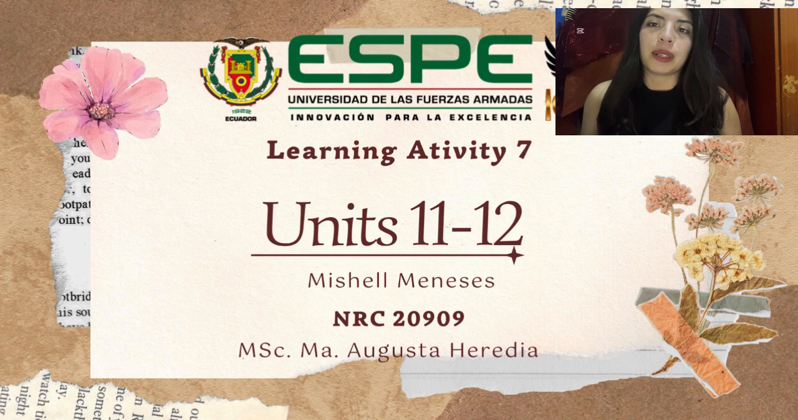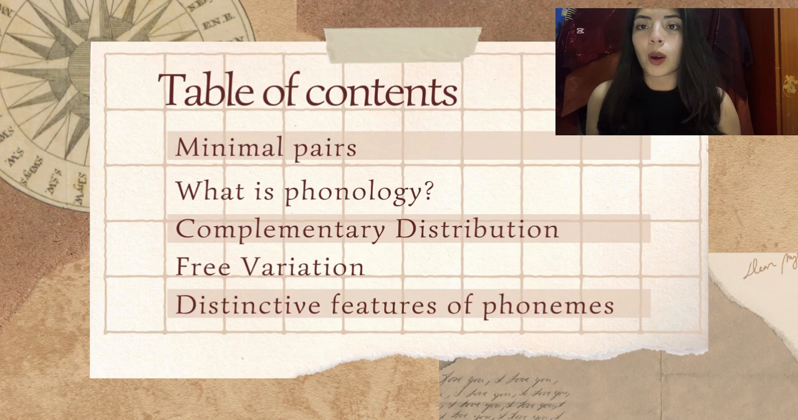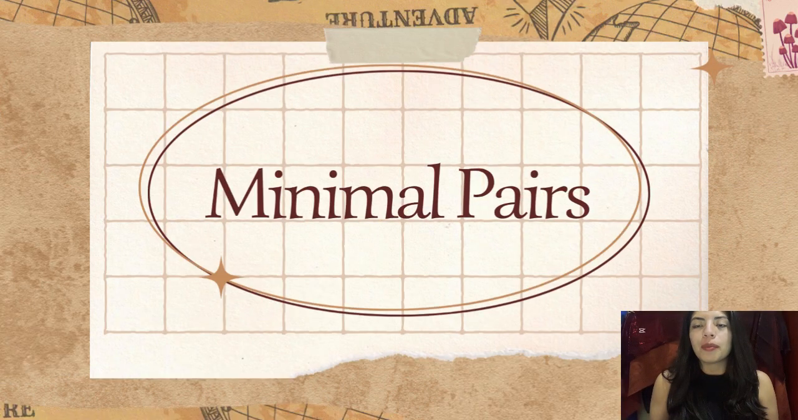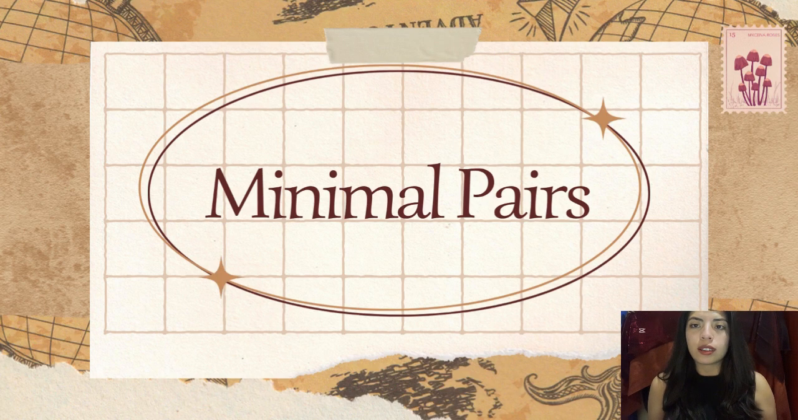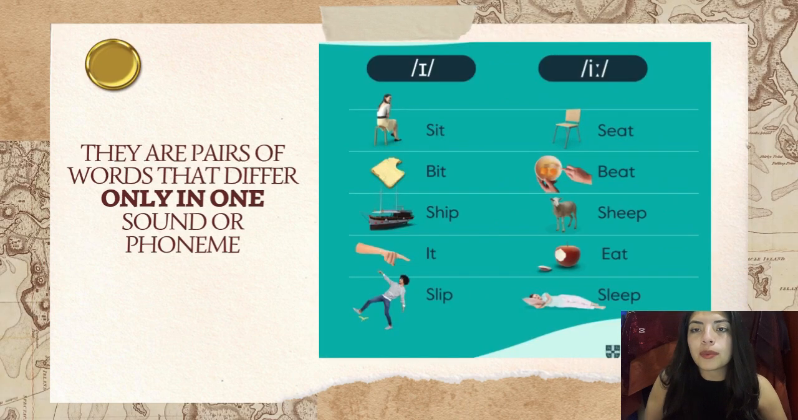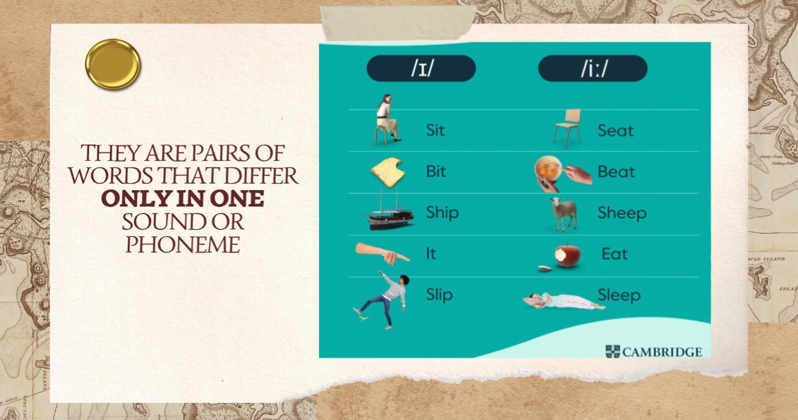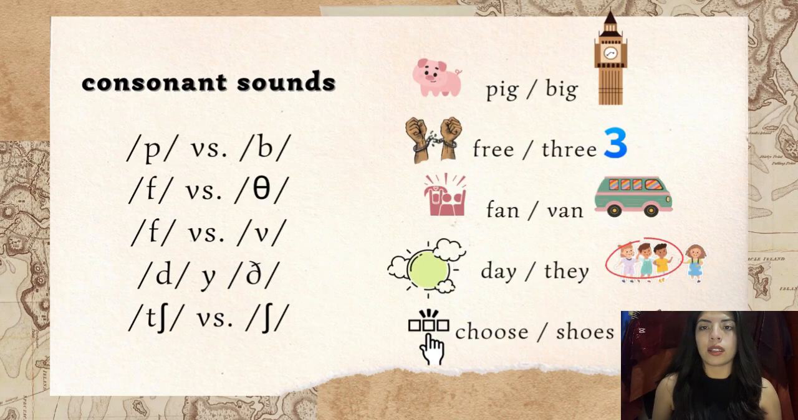The contents are minimal pairs, what is phonology, complementary distribution, free variation, and distinctive features of phonemes. Minimal pairs are pairs of words that differ only in one sound or morpheme. These pairs are useful for understanding how the sounds of a language affect the meaning of the words. They are classified into consonant sounds and vowel sounds.